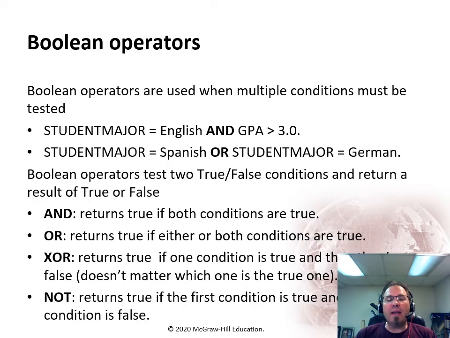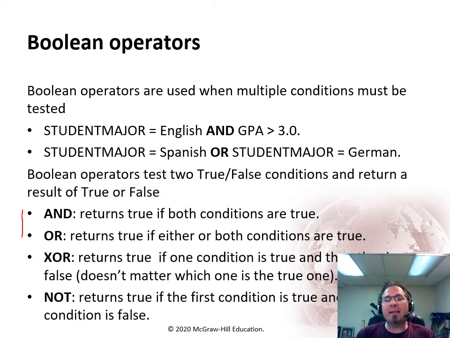So we need to go back and look at the Boolean operators, because you have to understand how they work in order to get back the results you're looking for in your queries. We have four of them total, but almost always you're going to use the first two, either and or. The XOR and the not are very specific things. I've never used the XOR version ever, and I've written a lot of SQL. I've just never needed it for what I do.